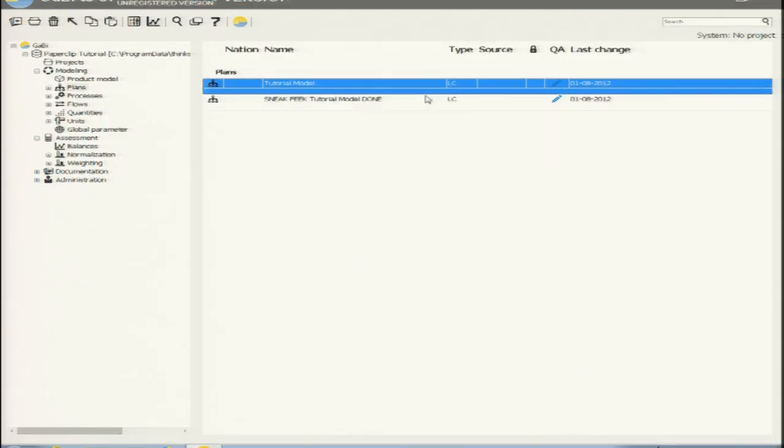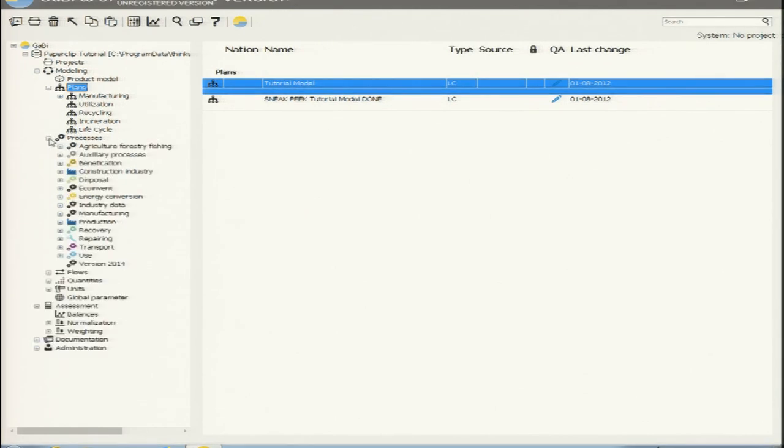So the input is steel wire. From where the steel wire is made, that we need to know. So we will make a model, and we will work in this sequence only: plan, processes and flows. So what are the plans? Manufacturing plans, utilization plans, recycling plans, incineration plans and life cycle plans. Processes are there. These are the classification characters in the software.